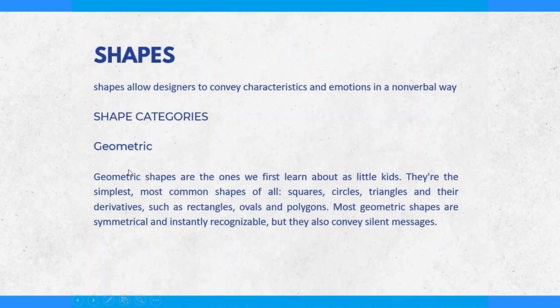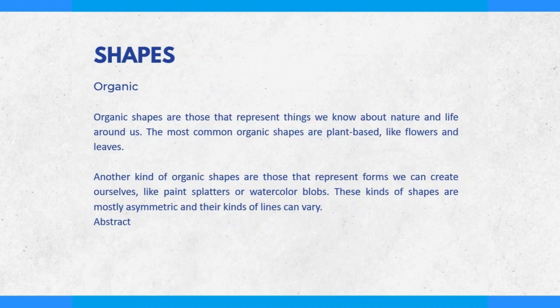Now let's talk about shapes. Apart from colors, shapes also communicate. They define characteristics and emotions in a non-verbal way. Now we have different kinds of shapes. We have geometric shapes like squares, triangles, circles, and the likes. We have organic shapes, shapes of flowers, shapes of leaves. All of these things are examples of organic shapes.